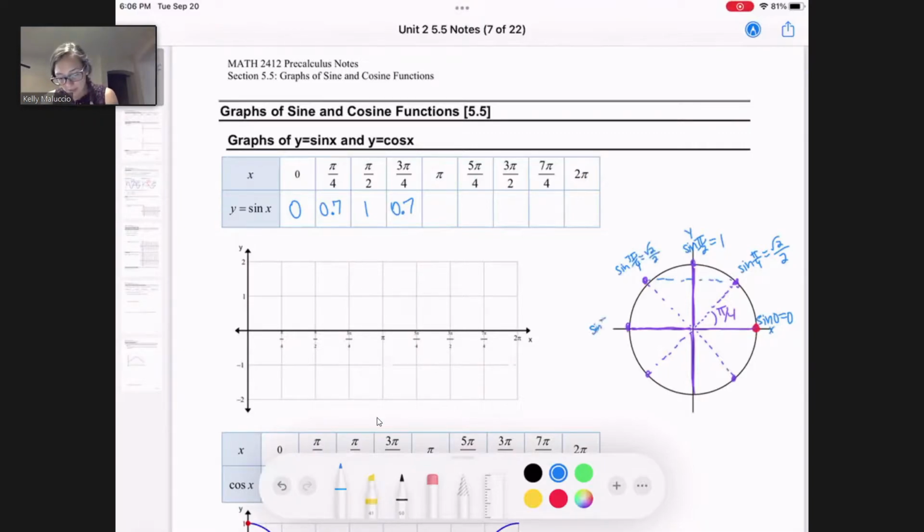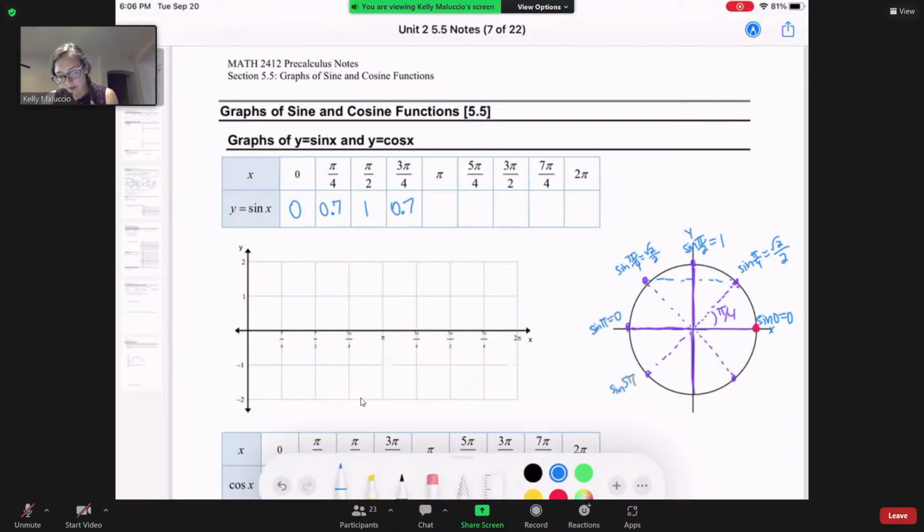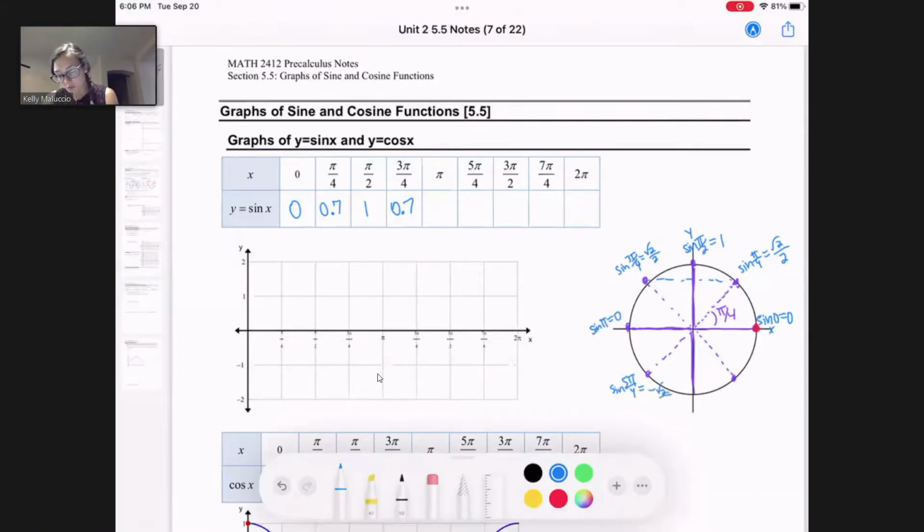Then we come back to sine of pi, which is 0. Sine of 5 pi over 4, which is negative root 2 over 2. And then, well, okay, I'm skipping. Sine of 3 pi over 2 is negative 1. And sine of 7 pi over 4 equals negative root 2 over 2 again.